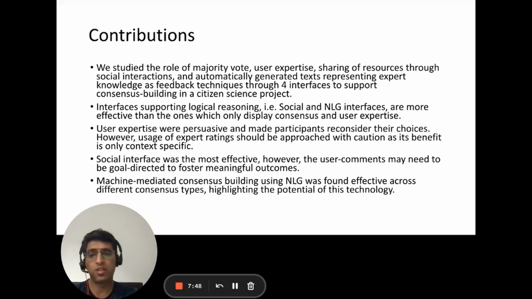We found that interfaces which support logical reasoning for problem solving, such as social and NLG, are more effective than the ones which only display consensus and user expertise. User expertise influences participants to carefully reconsider their choices. However, they should be approached with caution. The social interface was most effective in improving performance and engagement. The effect of AI in mediating collaboration tasks using the NLG revealed that it was on average as effective as the user ratings, and the effect was consistent across all consensus types.